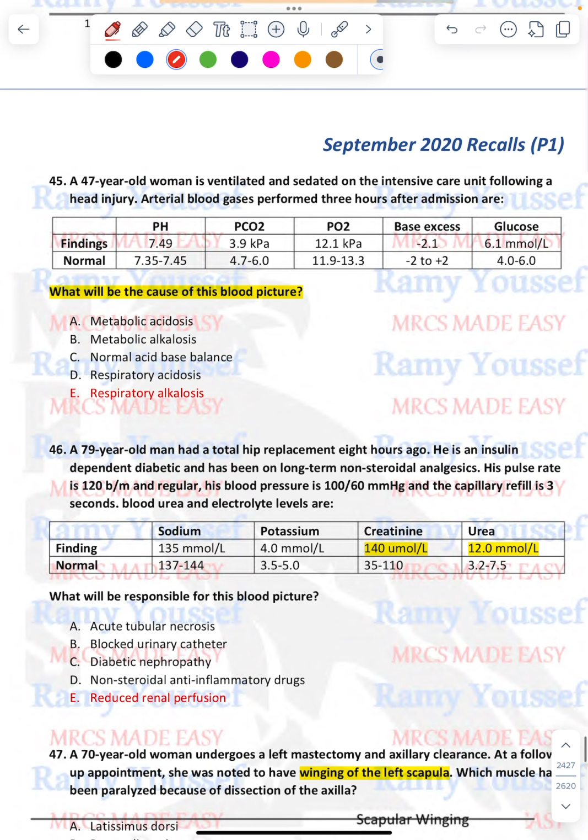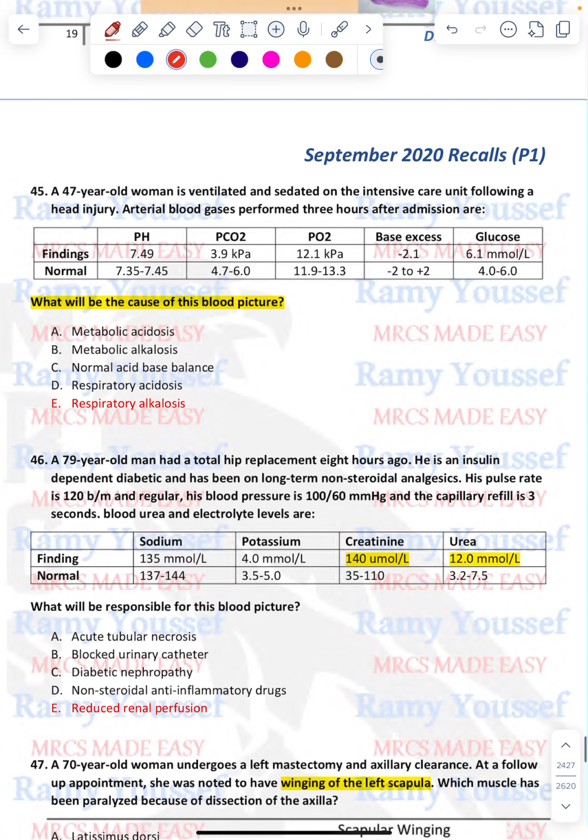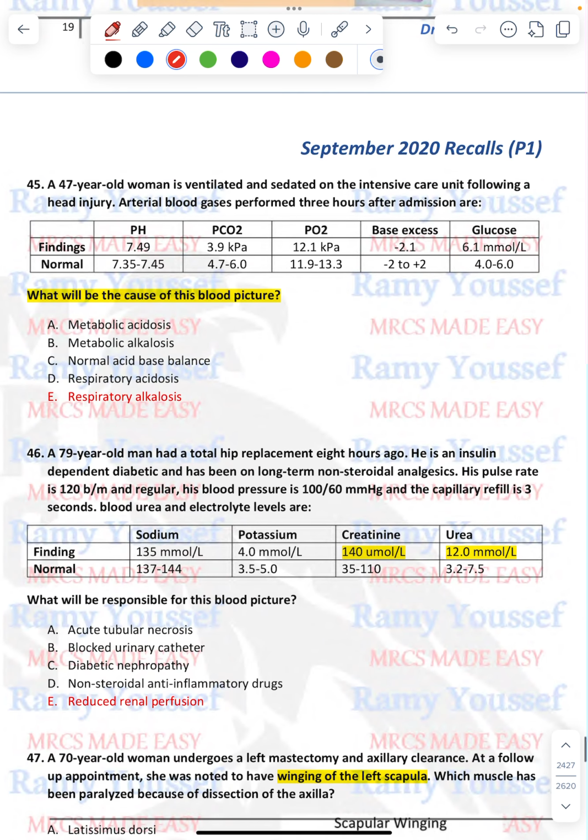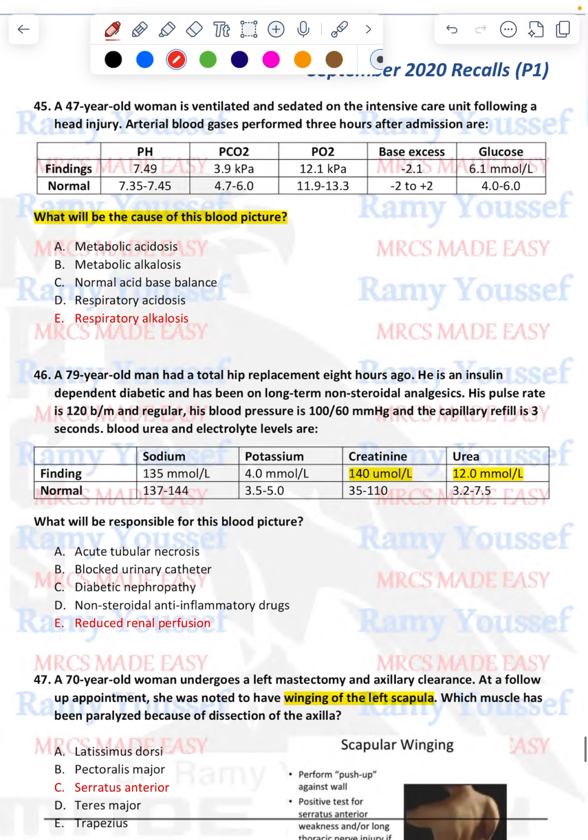A 70-year-old woman undergoes left mastectomy with axillary clearance. At the follow-up appointment she noted a winging of the scapula. This is loss of nerve supply to the serratus anterior, that is the long thoracic nerve of Bell.